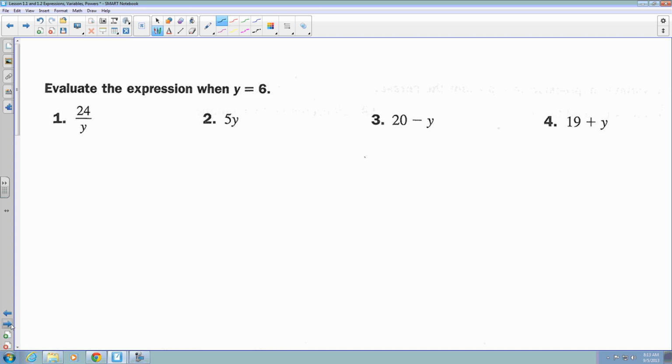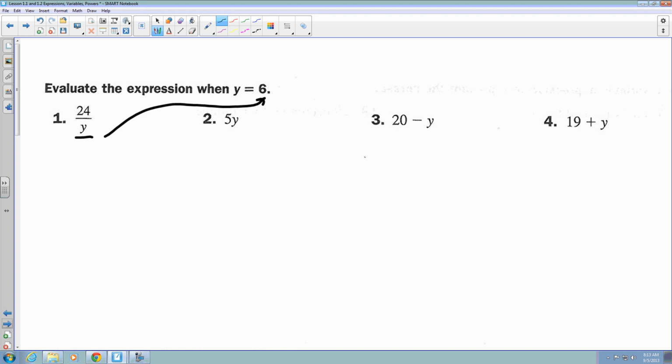So in order to do that, we have questions 1 through 4 presented in front of us. And what we're going to do is this. Step 1 is we're going to replace y with 6, and we're going to do that for all 4 problems. So let's just do that to all 4 problems.